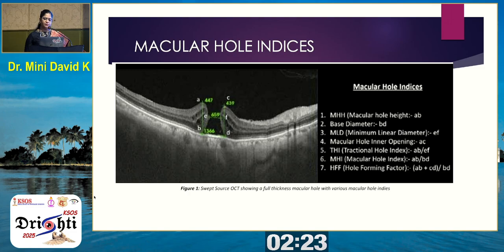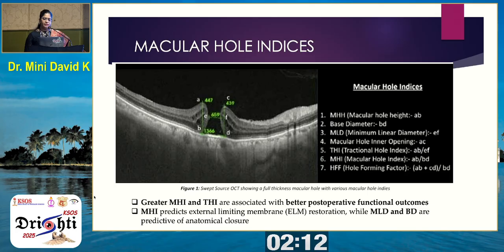Something about the macular hole indices. It's macular hole height, basal diameter, minimal linear diameter, macular hole inner opening. And tractional hole index and macular hole index are the main things we are looking at. Tractional hole index is macular hole height divided by the minimum linear diameter, and the macular hole index is macular hole height divided by the basal diameter.